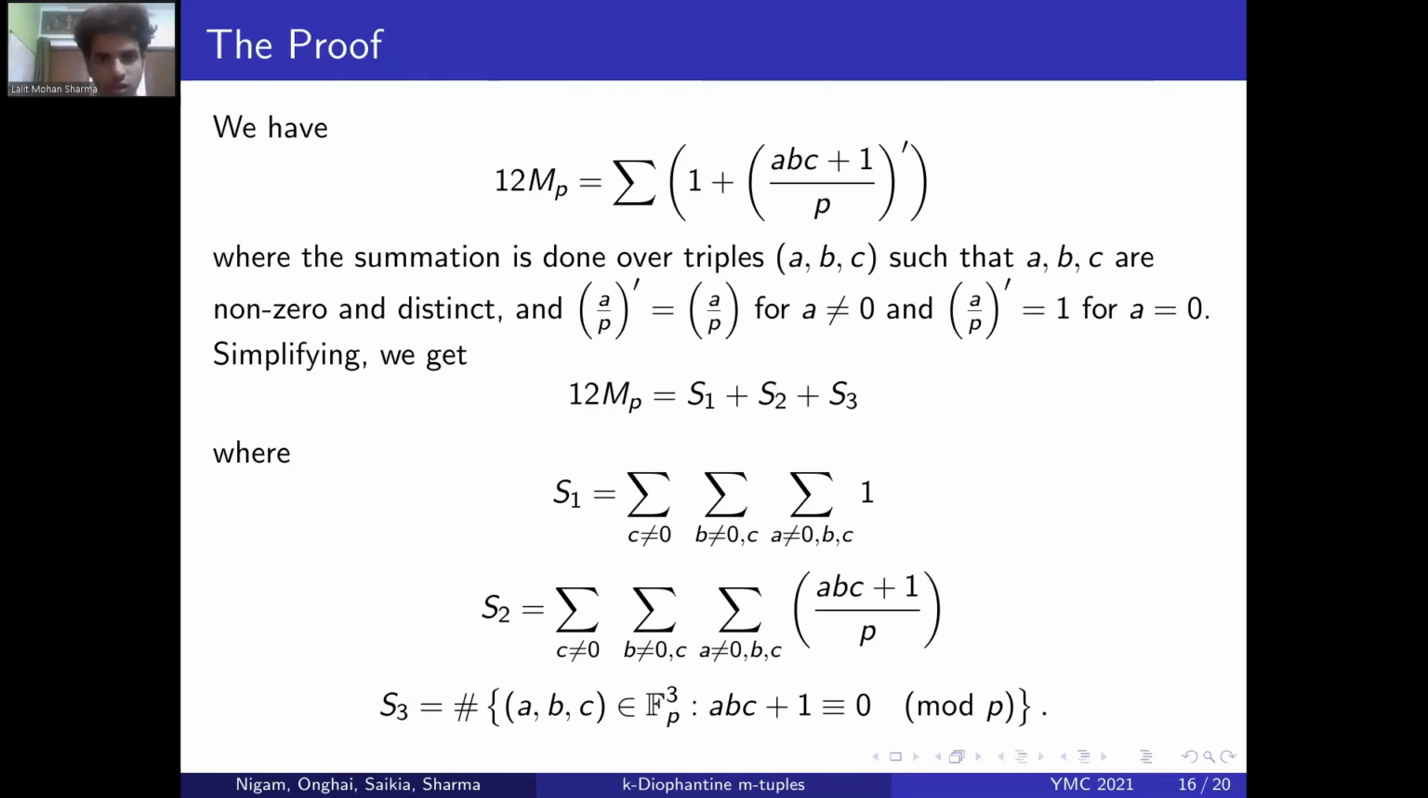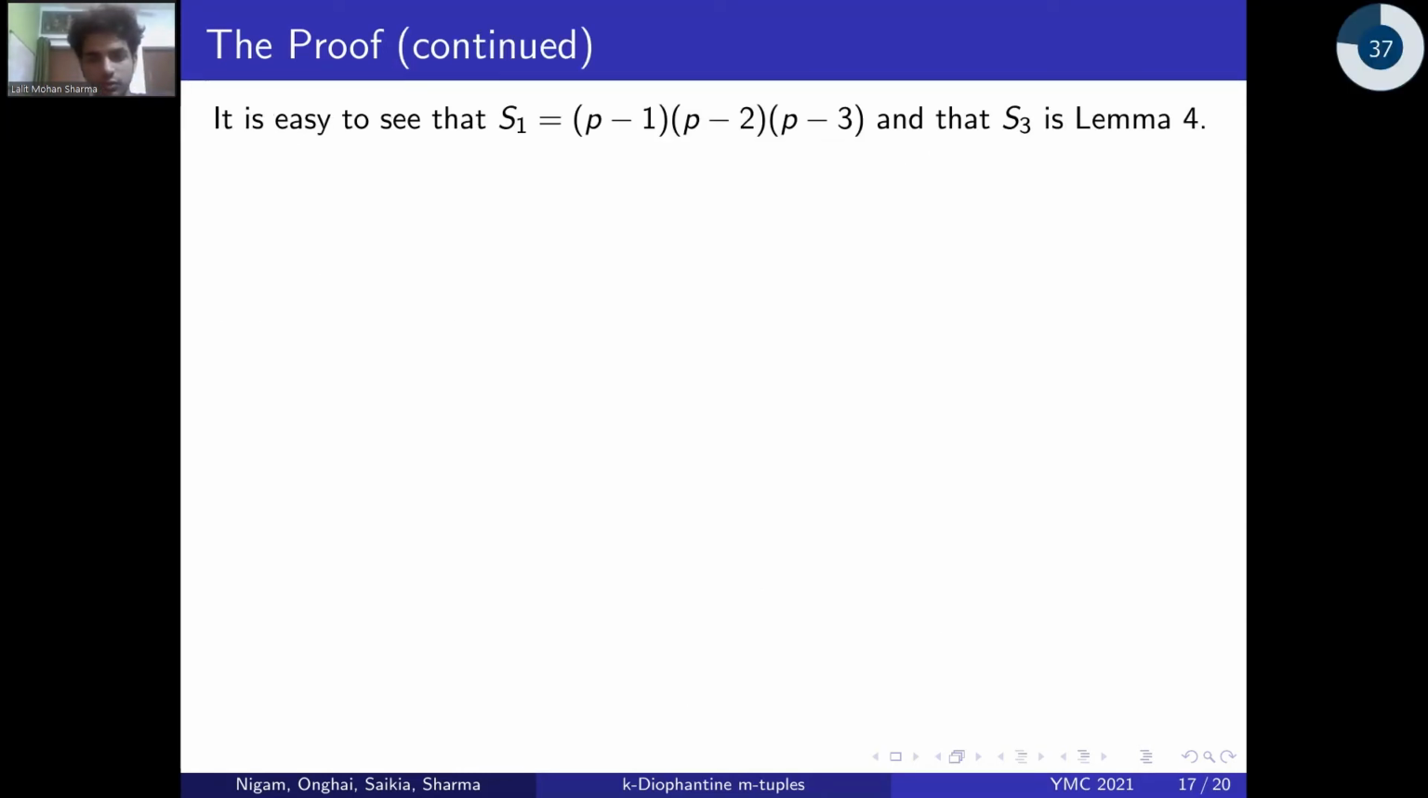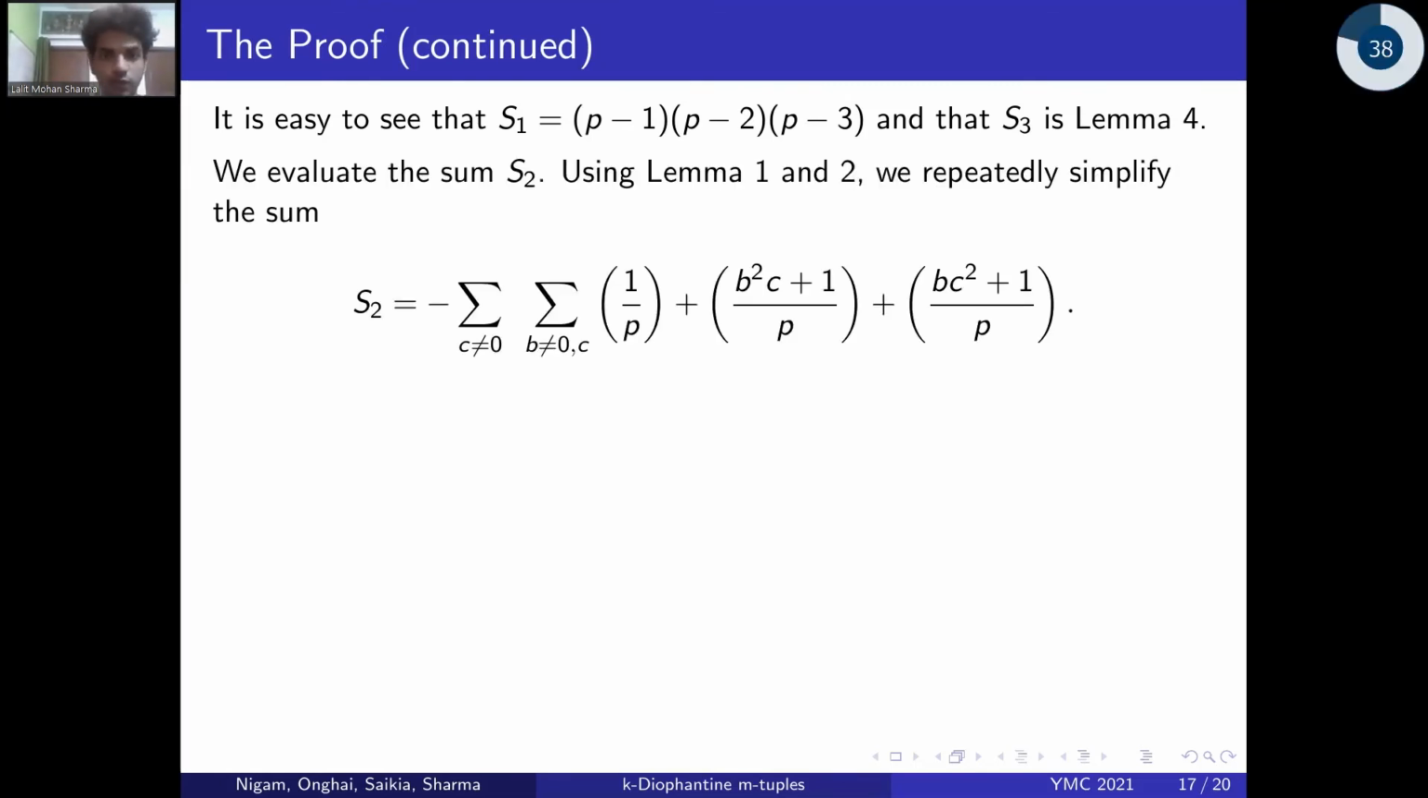the summation. So we can simplify this, and 12 Mp would come out to be S1 plus S2 plus S3, where we define these three sums in the following way. S1 is actually easy to evaluate. It will just be (p minus 1)(p minus 2)(p minus 3). And S3 is just the solution that we obtain in lemma 4. So essentially all we have to calculate to get the result is just the sum S2.